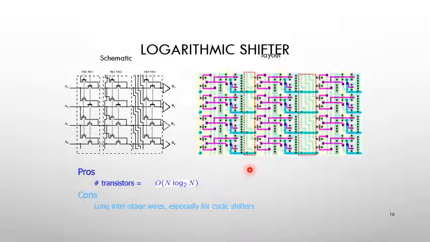In the previous session on the barrel shifter, we used transmission gates for each and every bit. Here, interstage wires are used, especially for cyclic shifters. This is the logarithmic shifter.